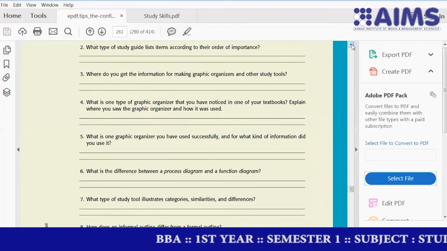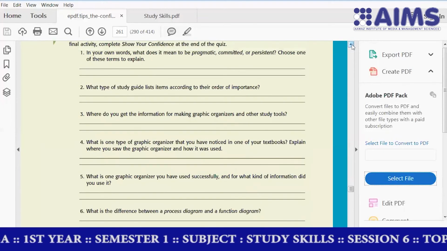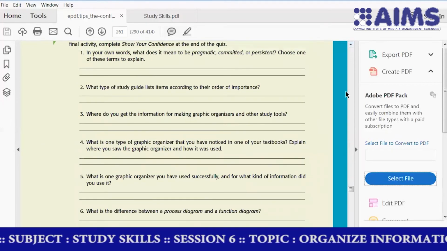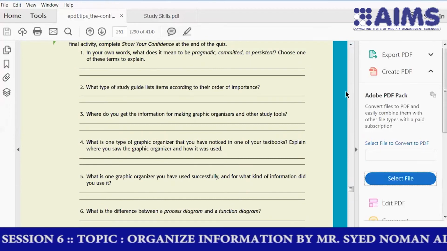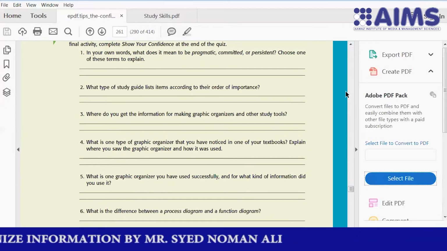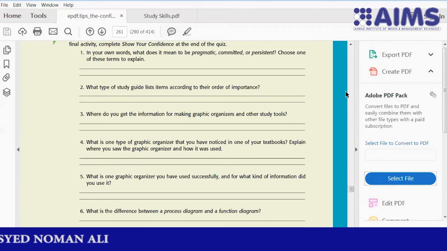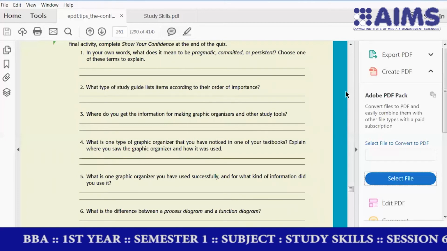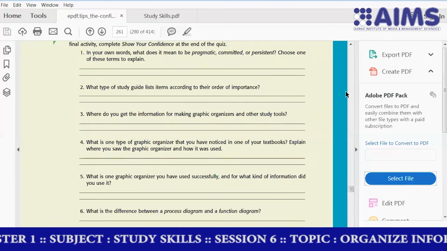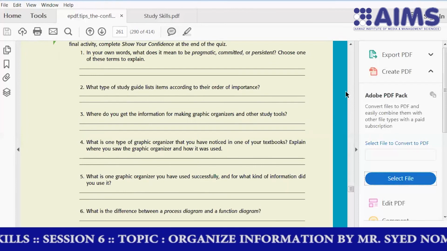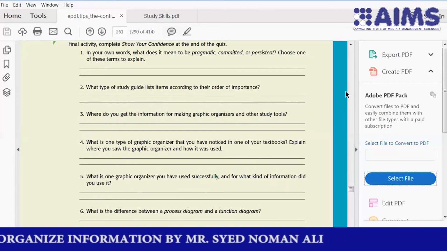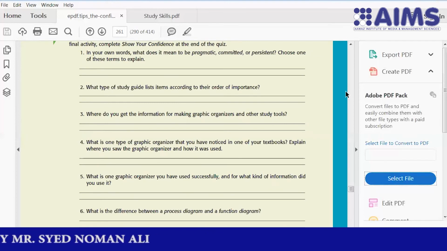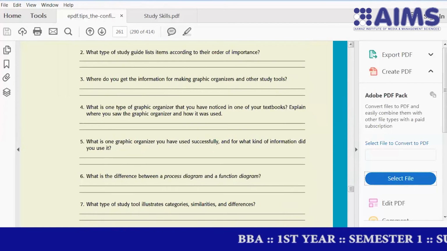So there are some questions. Pragmatic, committed, and persistent means you will stay focused and keep studying, be practical, be useful. What type of study guide lists items according to their order of importance? It sets the values, sets the importance. Where do you get the information for making a graphic organizer? From different charts, diagrams, and process diagrams, and you will study from that diagram and table. What is one type of organizer that you have noticed in one of your texts? We saw the graphic organizer and how it was used. Most of the time, the process diagram or the branch diagram are already mentioned in the book.